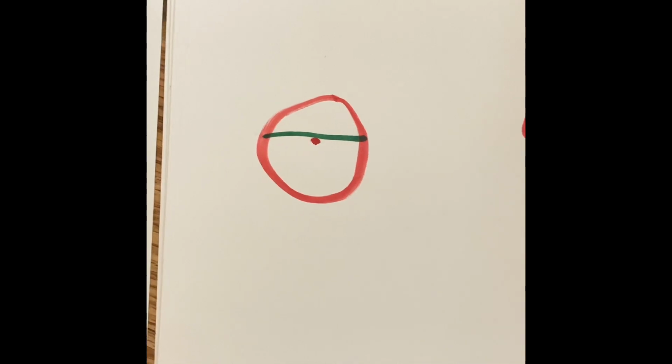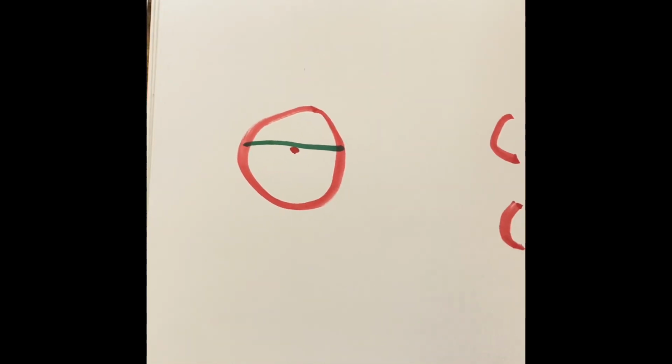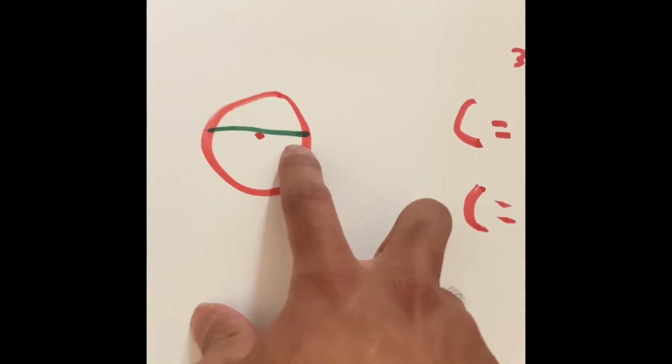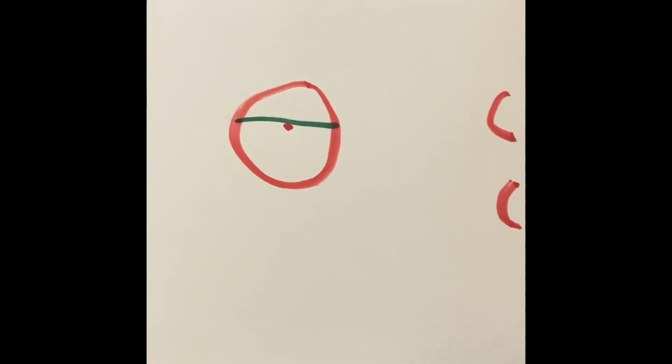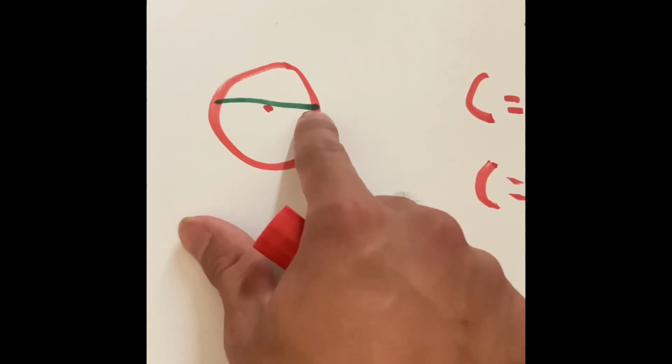That was an awesome video from Despicable Me. The thing that they cut with was a diameter of a circle, and that light was the circumference. So remember, the diameter is stretching from one point of the circle to the other point.